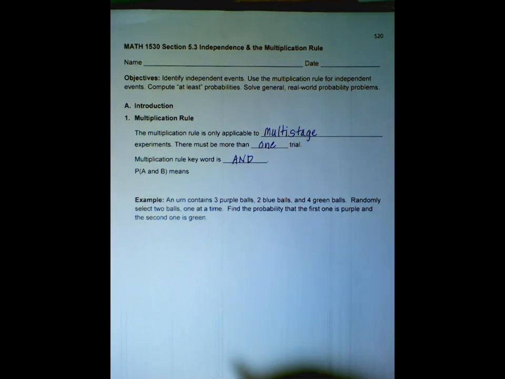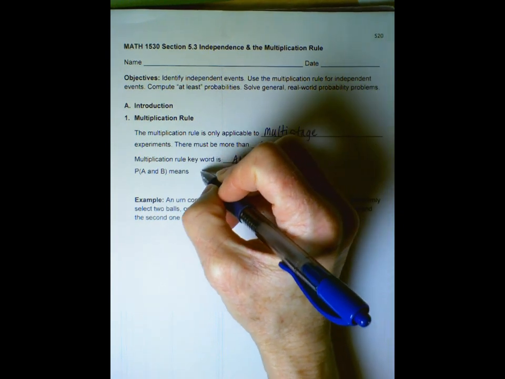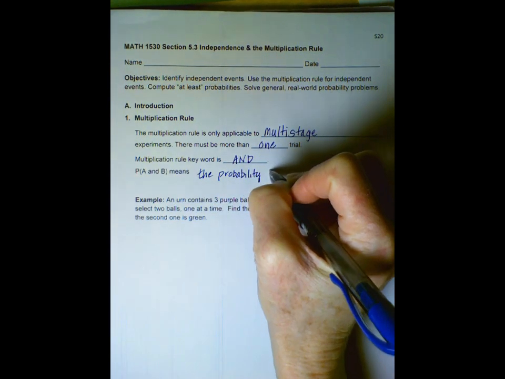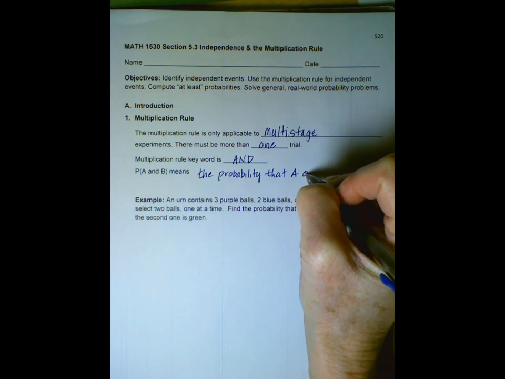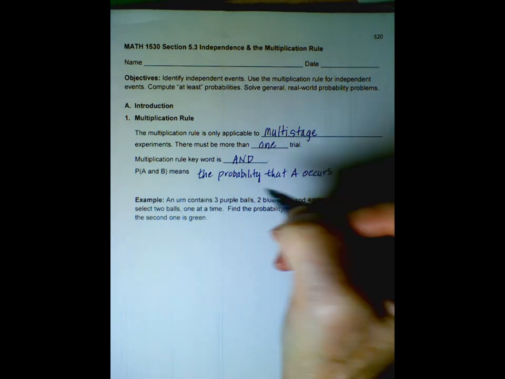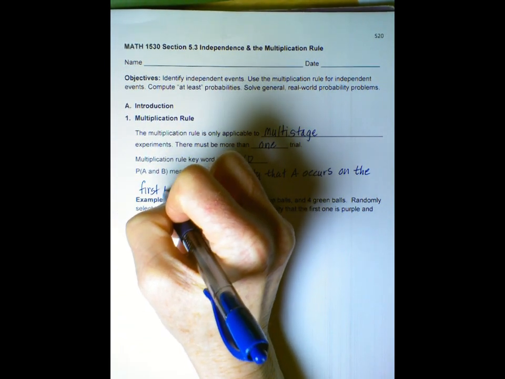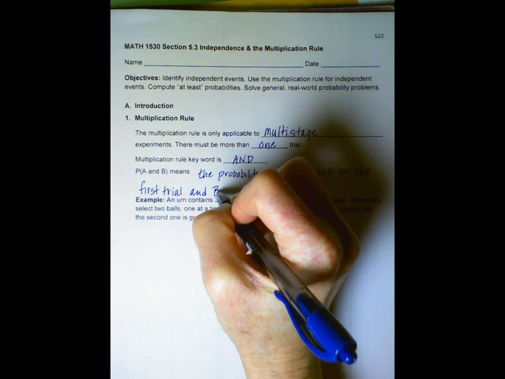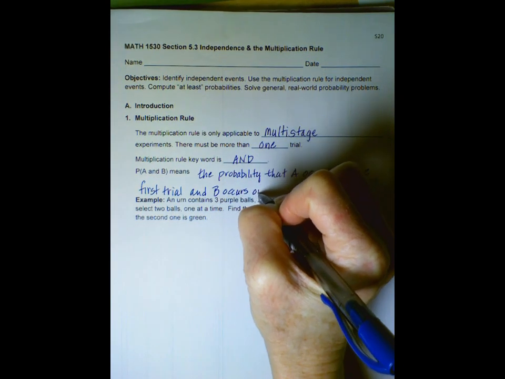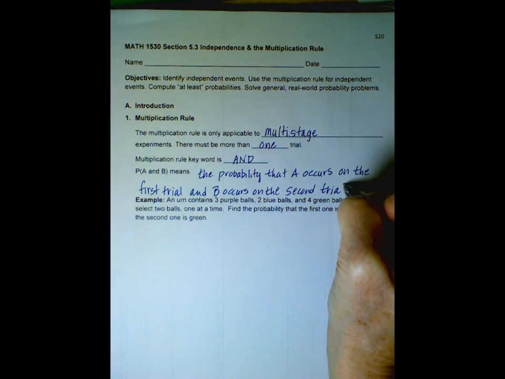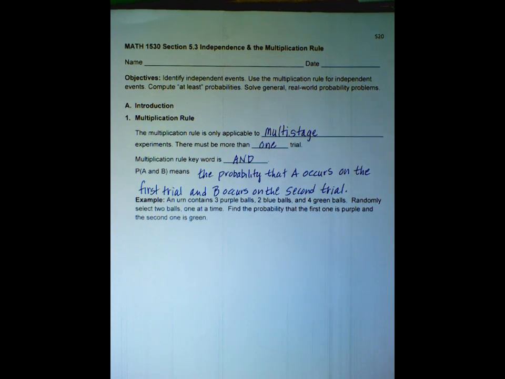The probability of A and B means the probability that A occurs on the first trial and B occurs on the second trial. Multi-stage experiment, more than one trial. So let's look at an example.